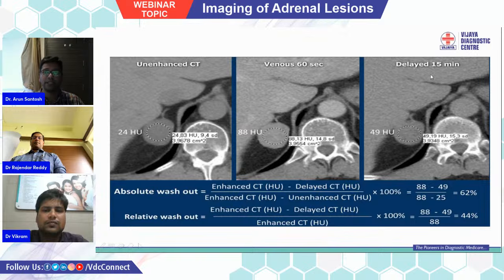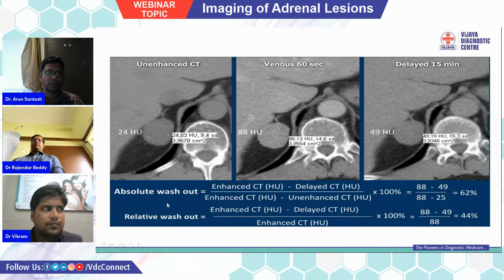So here we can see these are the sequential images in non-contrast, post-contrast 60 seconds, and delayed 15 minutes images. Here we can see there is an oval-shaped iso to hypodense lesion in the right adrenal gland, and ROI curves were drawn. And here we can see the HU value is 24 on plain scan. So it was indeterminate and not falling less than 10 HU. However, on the post-contrast 60 seconds, the HU value is 88, and on the delayed, 49 HU.